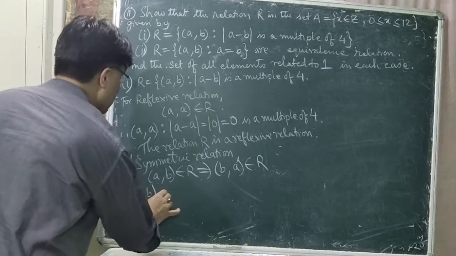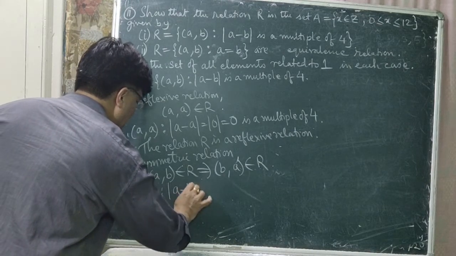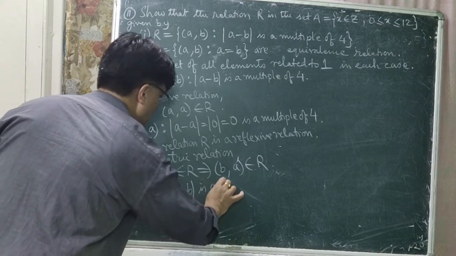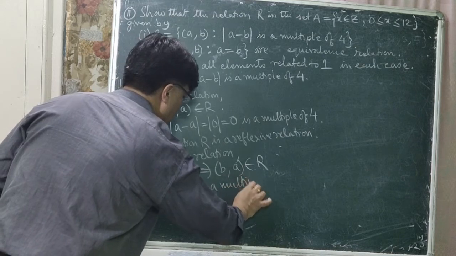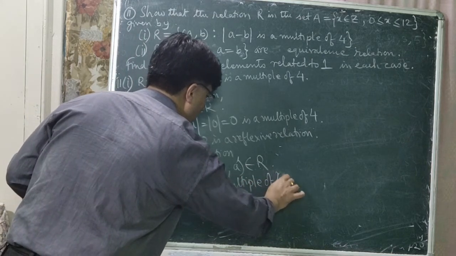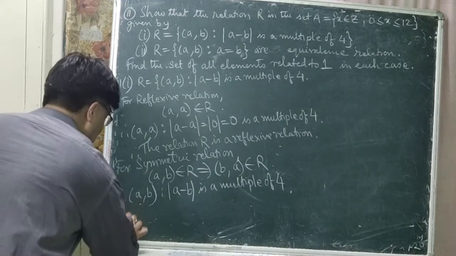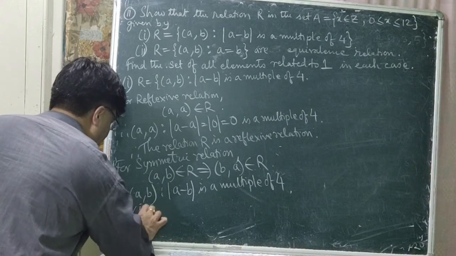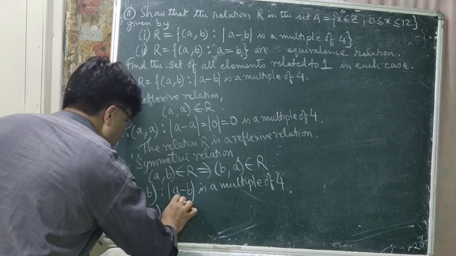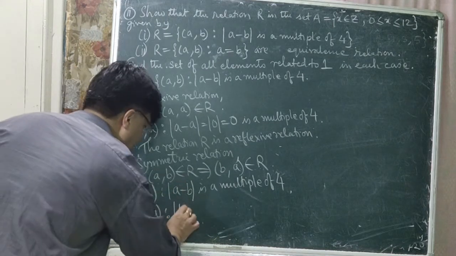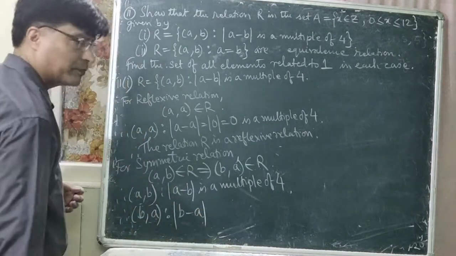Therefore (A, B) such that A minus B is a multiple of 4. That means, now if we reverse it, what happens again? That is (B, A), such that B minus A, this got reversed.